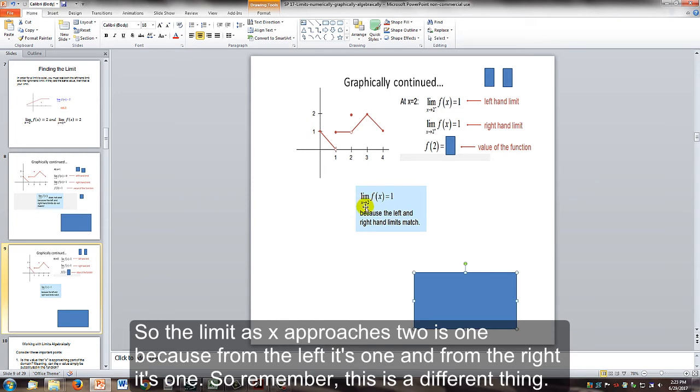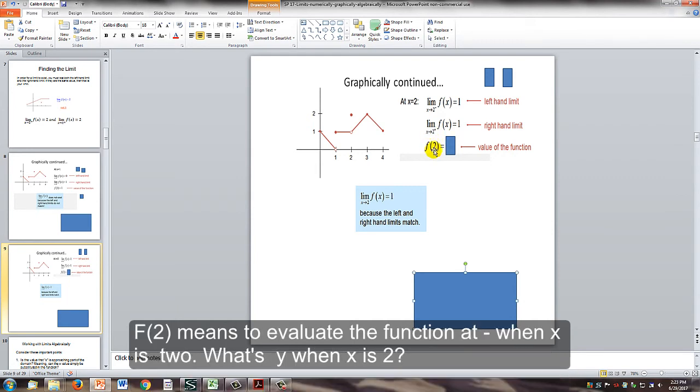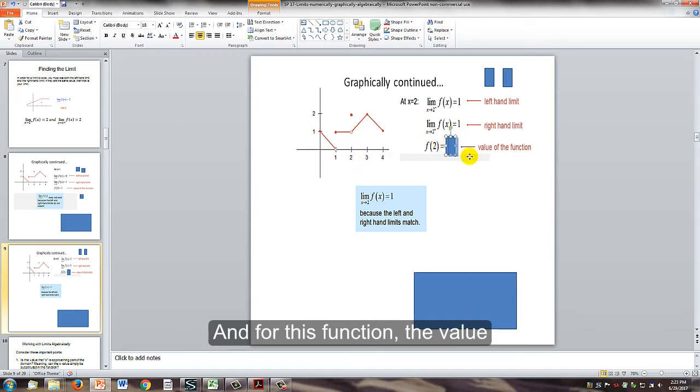So the limit as x approaches 2 is 1, because from the left it's 1 and from the right it's 1. Now remember, this is a different thing. F of 2 means to evaluate the function when x is 2. What's y when x is 2? And for this function, the value when x is 2 is 2.